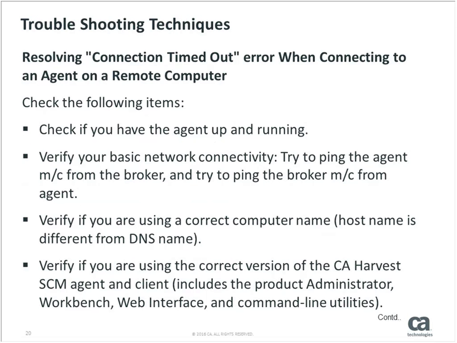When you face difficulty in connecting to an agent, like a connection timeout error when connecting to an agent on a remote computer, please check the below things. Check if your agent is up and running, and verify the basic network connectivity: try to ping from the broker machine to the agent and from the agent machine to the broker, and verify you're giving the proper computer name. Also, as I mentioned in the backward compatibility, make sure your Workbench or administrator is at the same level as your SCM agent. As an example, if you are using R1206 Workbench and you are trying to connect to an R1205 agent, then it won't work. Make sure both are at the same level.